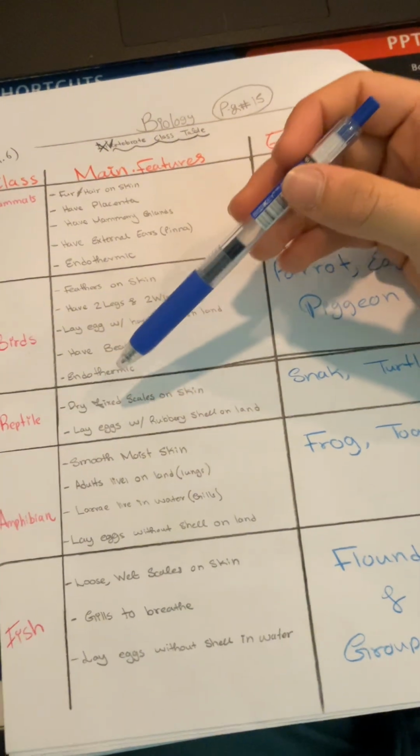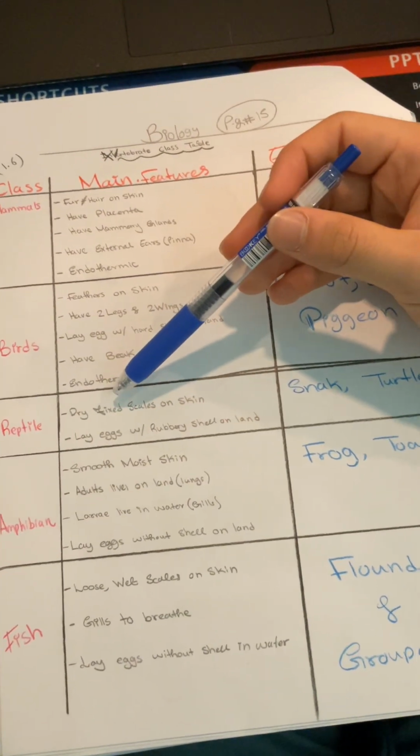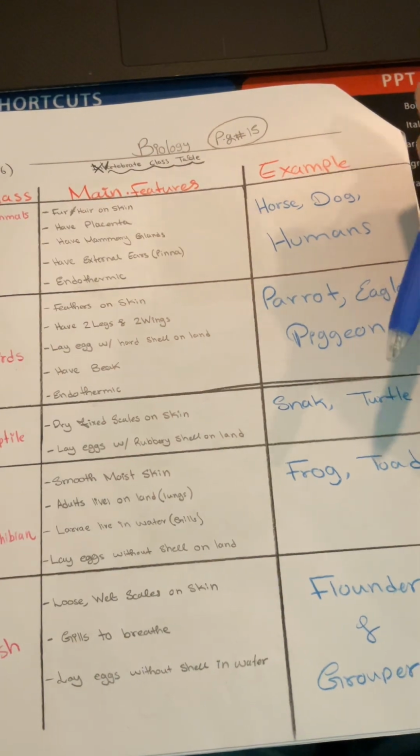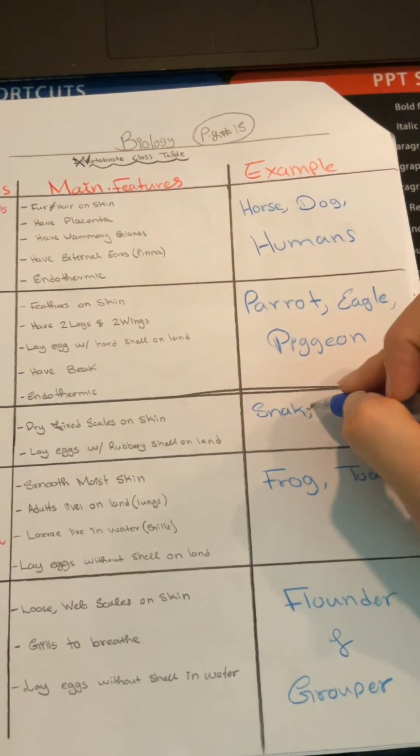Reptiles are vertebrates with dry, fixed scales on the skin. They lay eggs with rubbery shells on land. Examples are a snake or Churchill's snake. Sorry, there should be an E here. There you go.